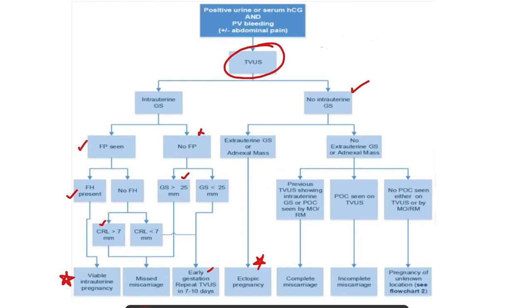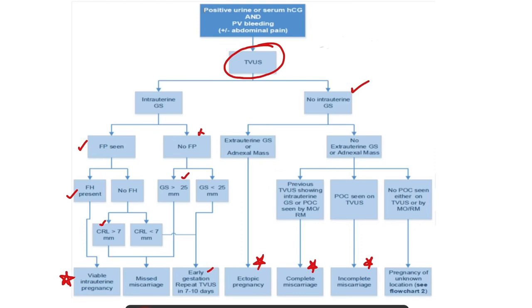If she is giving history of products of conception or gestational sac in her previous visit and now it is not there, then it is diagnosed as complete miscarriage. If there is no intrauterine or extrauterine gestational sac and the products of conception is seen in transvaginal ultrasound, then it is diagnosed as incomplete miscarriage.